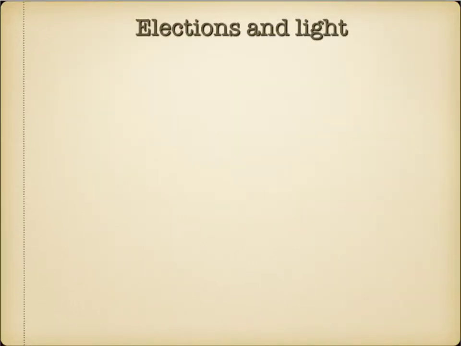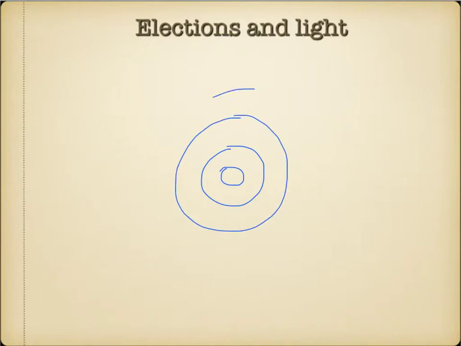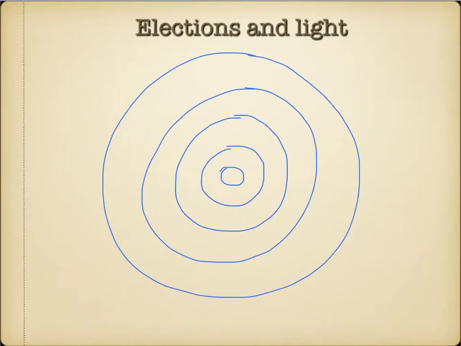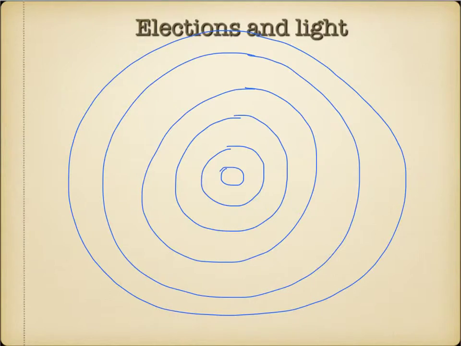So electrons and light. We did a packet on this, and I'll draw a small diagram. Maybe we'll go one more on there. Okay, so let's number those. So let's say this is the first 1, 2, 3, 4, 5, 6. Okay, electrons and light.